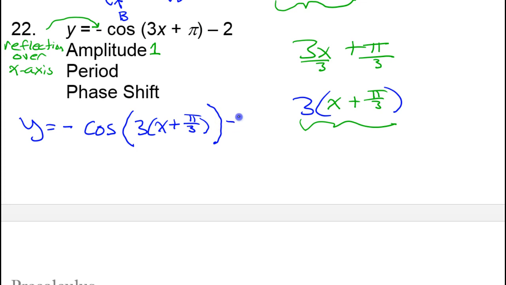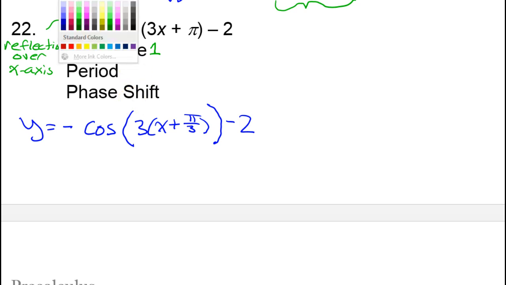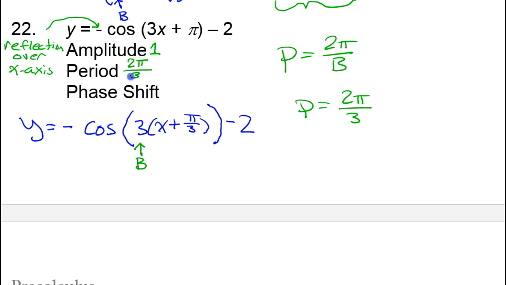And then I still have this minus 2. Alright, I have to rewrite it like this. So now I can talk about the period and the phase shift. The period is going to come from this b value, which is right here. Okay, that is my b value. The way I get the period is I do 2 pi divided by that b value. So my period is going to be 2 pi divided by 3. So that's the period. It should be 2 pi over 3.